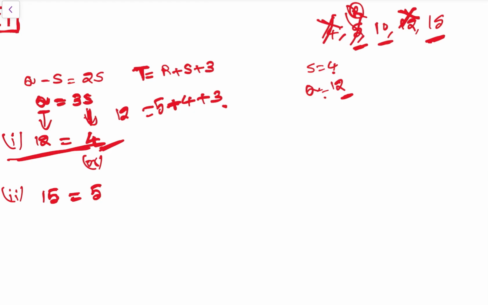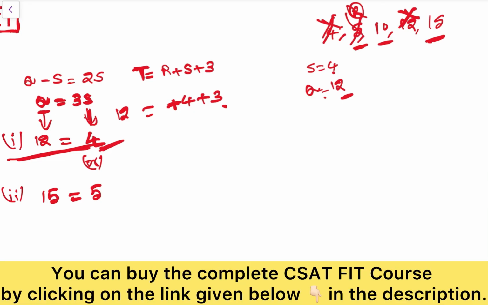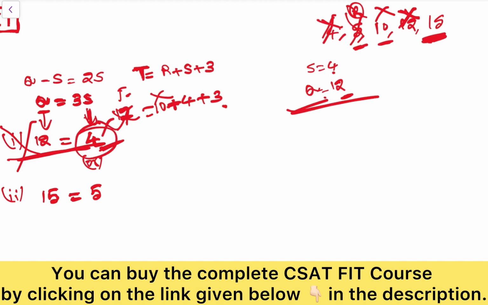Then let's take R as 10. Then it would be 10 plus 4 is 14, plus 3 is 17. T as 17 is not there, so R is not 10 either. And R cannot be 15, because T would become bigger. So the first case is not possible, so S is not 4 and Q is not 12.